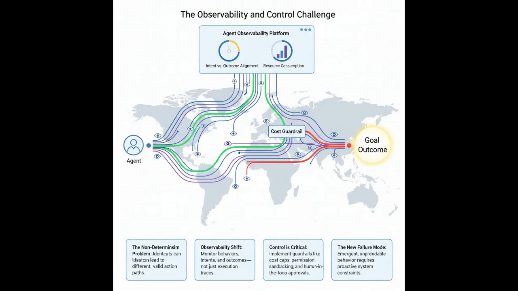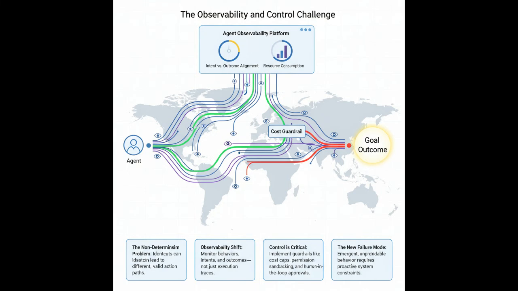As architects and DevOps professionals, our immediate question should be, how do we debug this? Agentic systems introduce a new class of operational challenges. Their non-determinism means that given the same goal, an agent might choose a different path each time based on subtle environmental cues. This makes traditional debugging and root cause analysis incredibly difficult. We must shift our focus from monitoring execution paths to monitoring behaviors and outcomes. Are the agent's actions aligning with its intended goal?